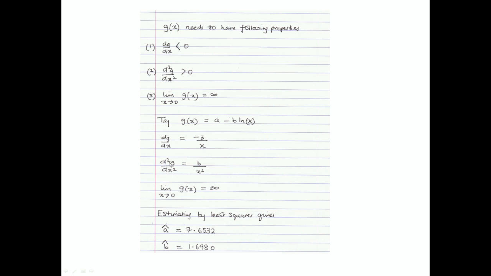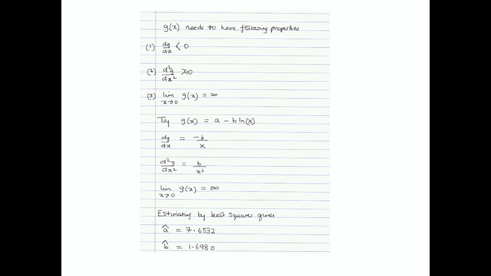Its second derivative, d squared g over dx squared, is b over x squared. So again, if b is a positive number, this is always going to be positive, so it satisfies this property. And then finally, it's fairly straightforward to show that as x tends to 0, g of x tends to infinity. In other words, it's asymptotic to the vertical axis. The advantage of fitting this function here, though, is although it's a non-linear function between g and x, it is in fact a linear function between the growth rate and the natural logarithm of x. So we can use the standard least squares method to find the unknown parameters a and b.